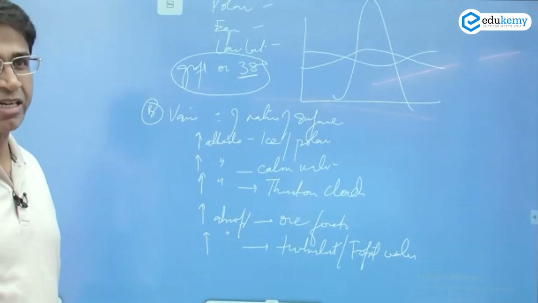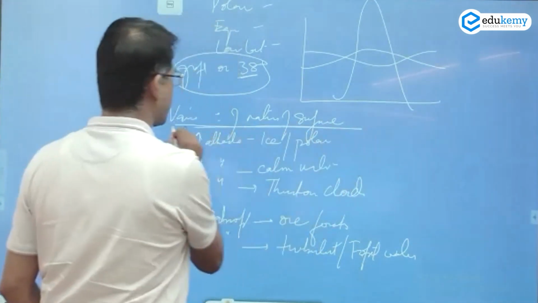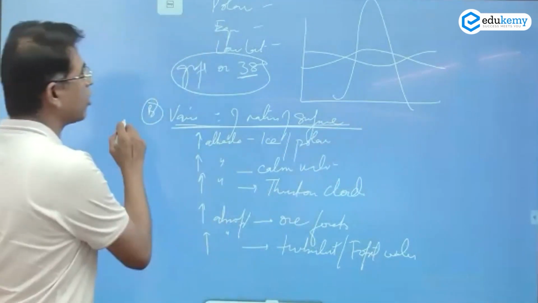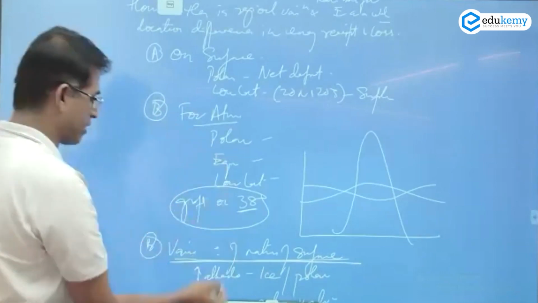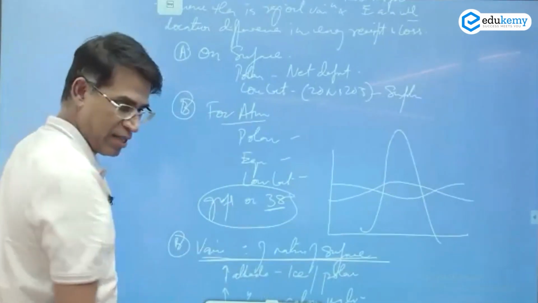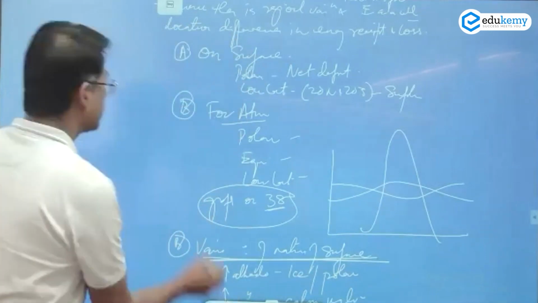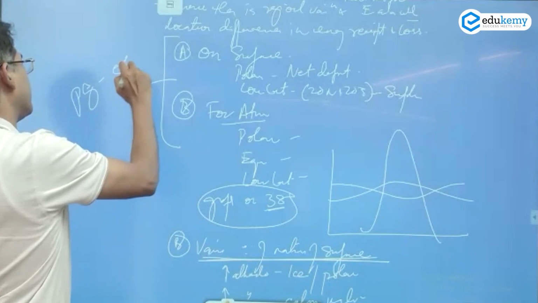I'm giving the structure here. Variations because of the nature of the surface. Variations because of the latitude and because of the height. I've taken them together. Okay, and the height. And this figure, page number 50. This data you take from page number 50.